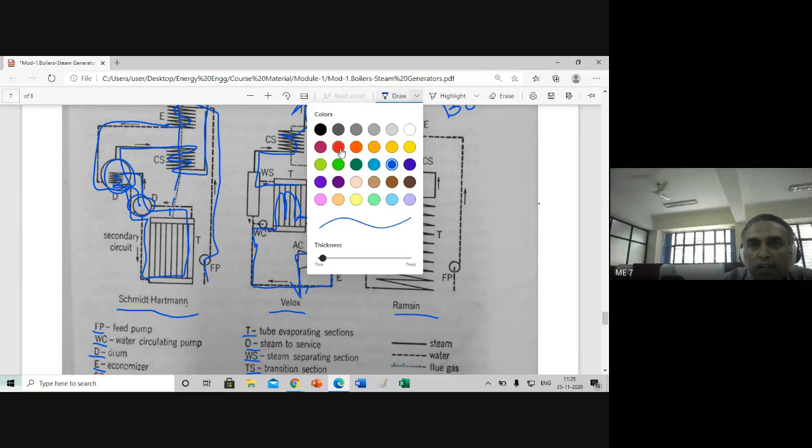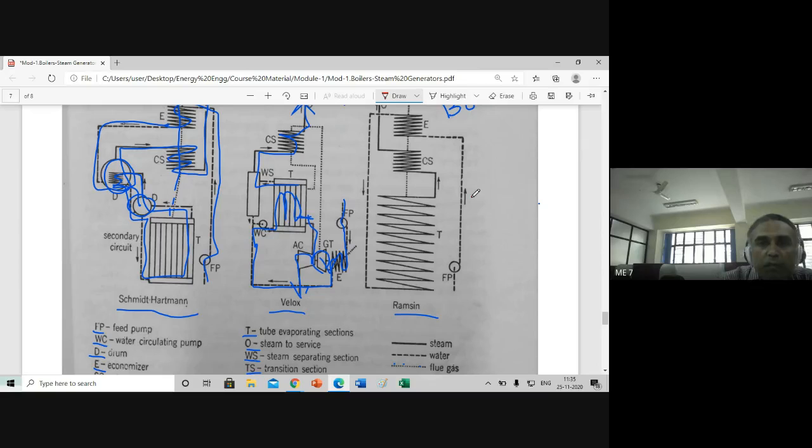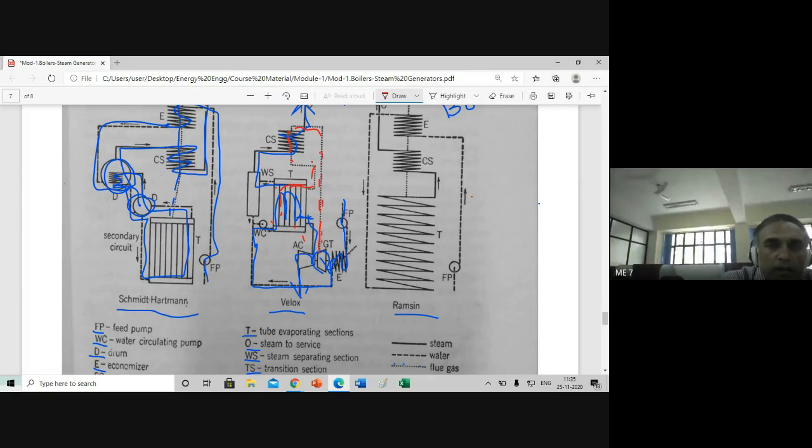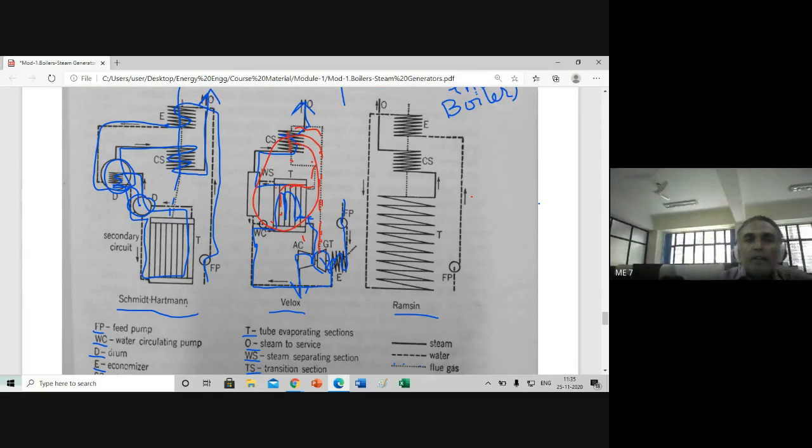Now, where the flue gases are flowing, that is the steam separating section. The flue gases are flowing like this. This is how the flue gases flow.